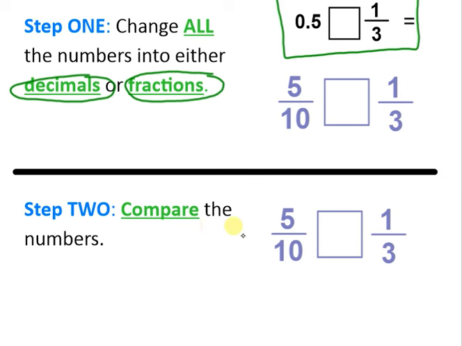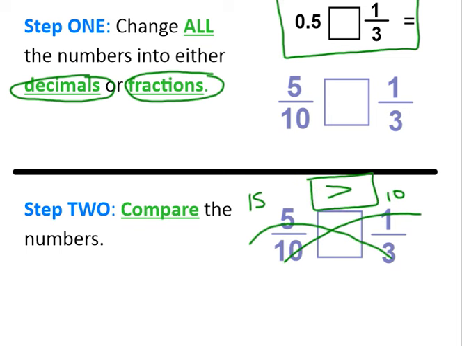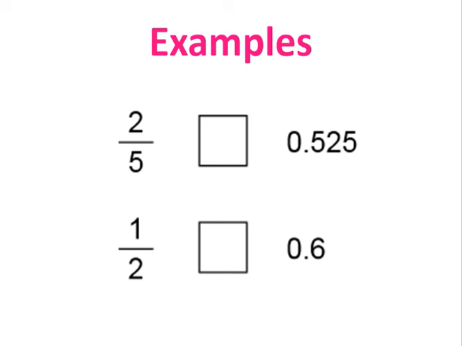So then your step 2 is going to be to actually compare. Again, it's my decision to change them into fractions here. So 5 times 3 is 15. 10 times 1 is 10, and so 15 is greater than 10, so it's going to be a greater than sign. All right, let's go ahead and practice, and I'm going to show you what I mean.